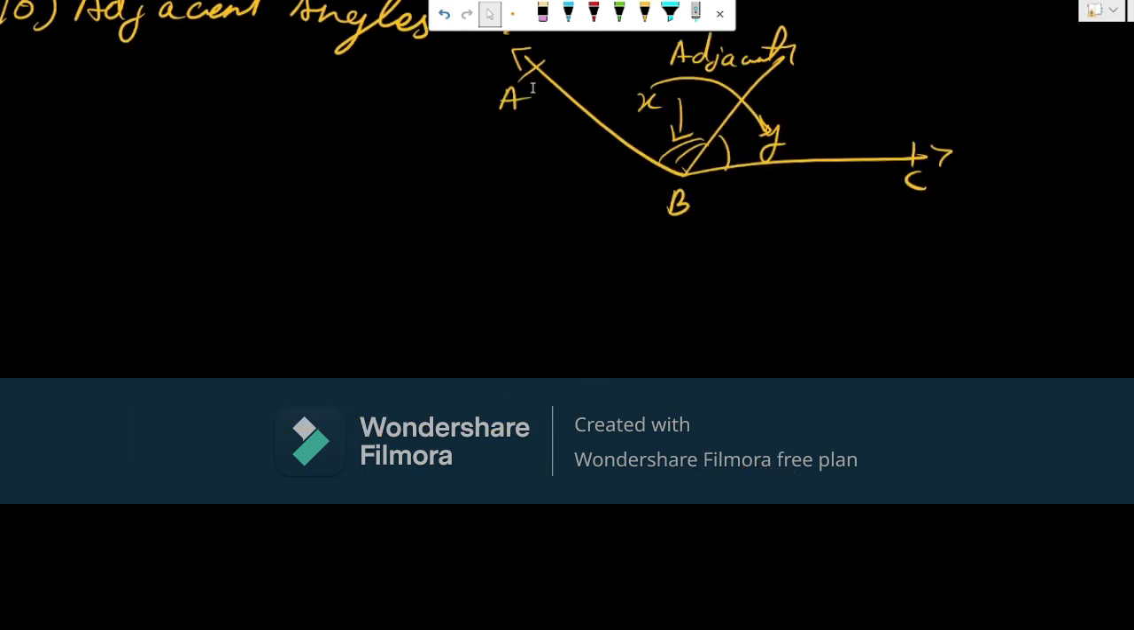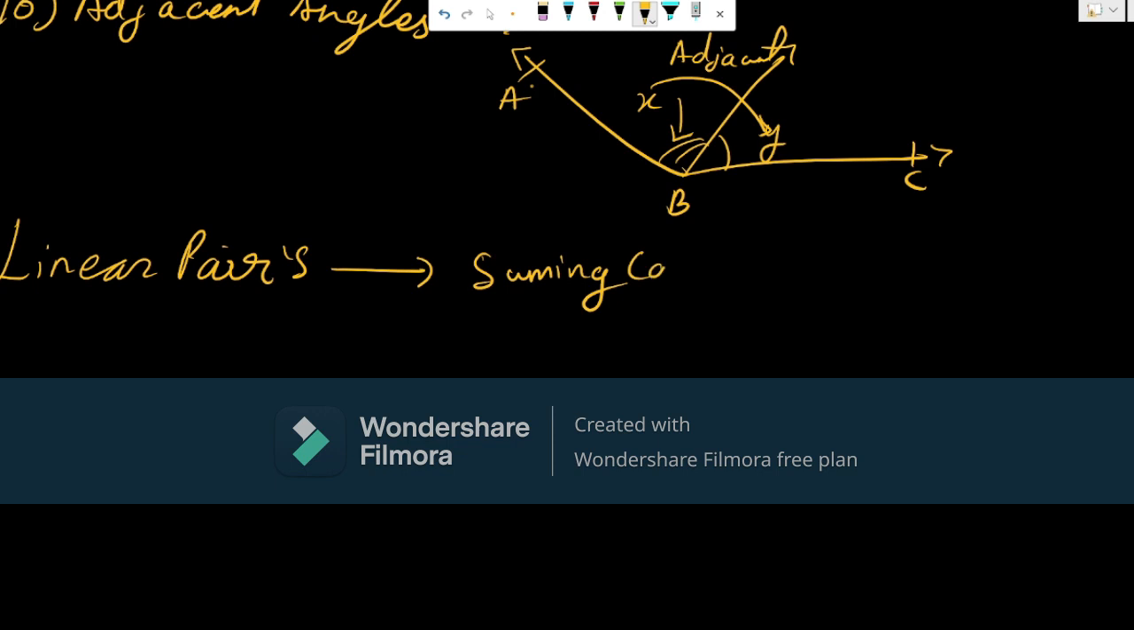Now let's talk about linear pairs. Linear pair is nothing but just summing. Summing means adding two angles. Suppose x plus y is equal to 180 degrees. That's all. You have to use this one.